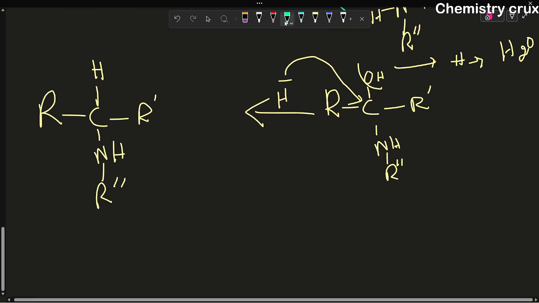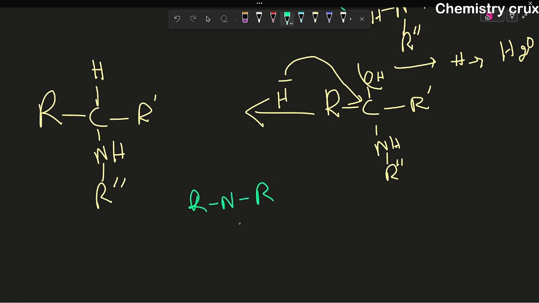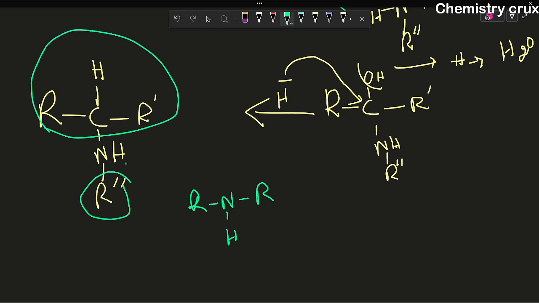Why? Because a secondary amine is one in which two R groups are attached to nitrogen and one hydrogen is present, right? So here you can see this is one R group and this is the other R group present on the nitrogen, and this is the hydrogen. So what we got is a secondary amine.